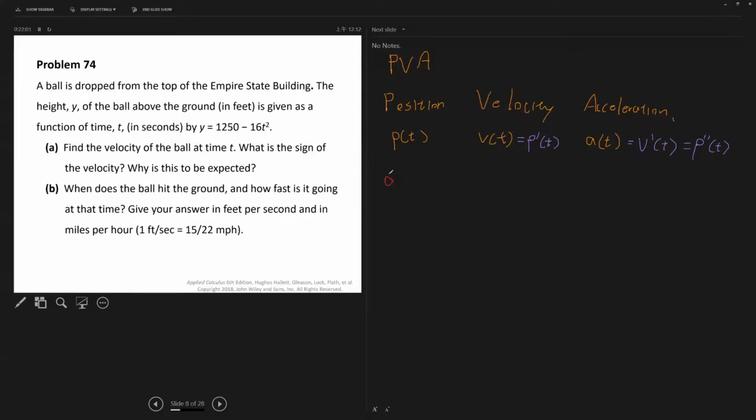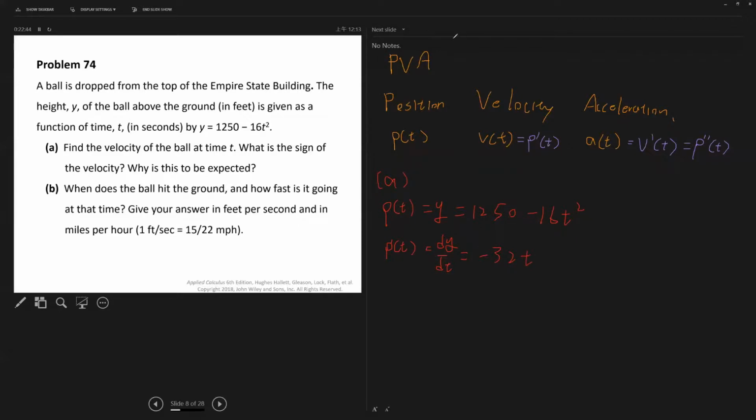All right, so part A: find the velocity of the ball at time t. What is the sign of the velocity? Why is this expected? We know the position function y is 1250 minus 16t squared. If we take the derivative, p prime of t, which is dy dt, the derivative of a constant is always 0, so we can ignore that. For the second term, we bring down the 2 multiplied by negative 16, we get negative 32, and subtract the power by 1, we just have the t.